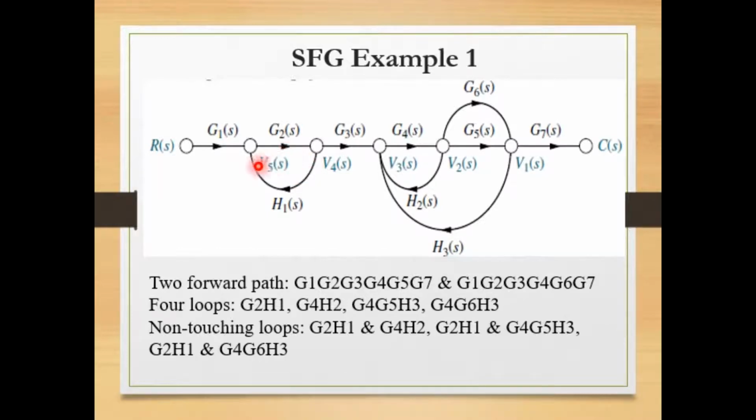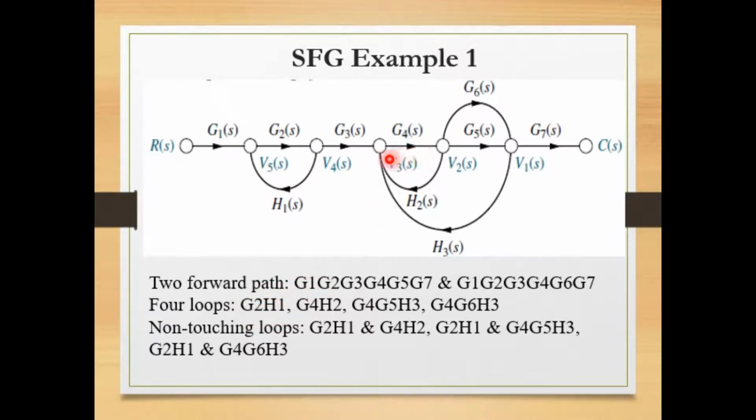So how many loops can you recognize in this particular example? A loop has to start from one node, it can travel through any nodes but finally reach back to the same node. So we have the first loop, you can observe here, that is V5, V4 back to V5. What is the gain of that particular loop? G2 into H1.